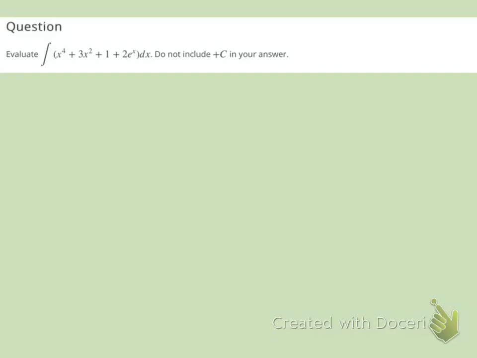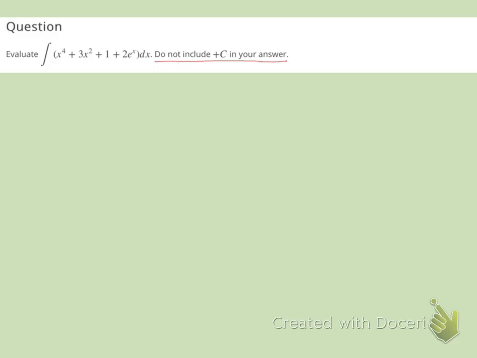Hi everyone. So for this problem we're finding this integral, but before we start I have to say that I cannot stand that they tell you to not include plus c in your answer. Including plus c is really important. It shows that you're finding the most general form of the antiderivative, but I suppose that when you're doing your online homework you're going to have to follow their directions. But when you're doing your written homework or your exam, please make sure that you are including that plus c.